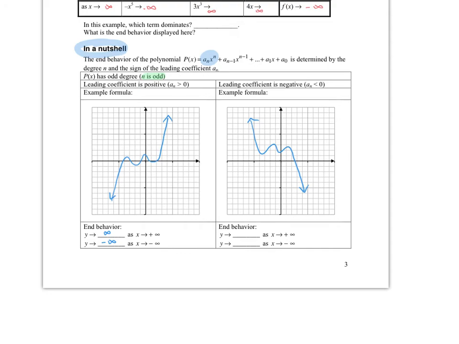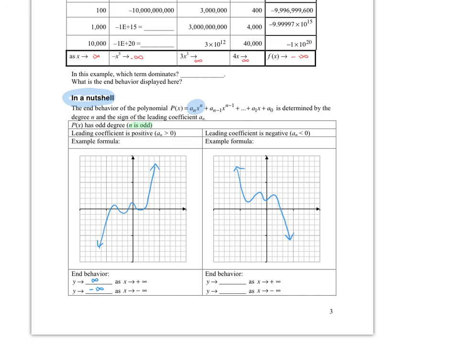Now, if this is negative, which is the case for the problem we did here, then the end behavior changes to this. As x goes to infinity, y will go to minus infinity, and as x goes to minus infinity, y will go to positive infinity. Now, this will be the case every time the leading term has an odd exponent. Okay, so now what happens if the leading term is even? Well, let's go to the next page and find out.